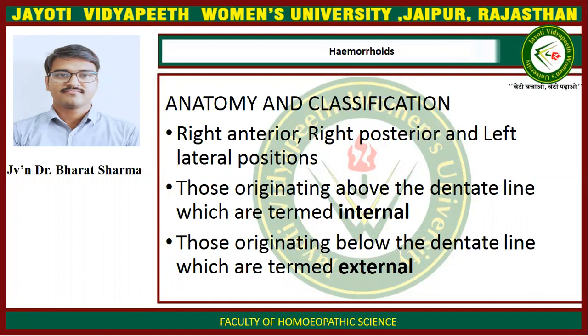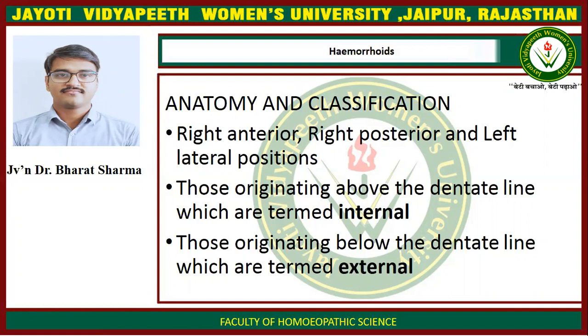Anatomy and classification of hemorrhoids. Right anterior, right posterior, and left lateral positions. These are the three positions where hemorrhoids commonly occur. First is right anterior, second is right posterior, and third is left lateral position.